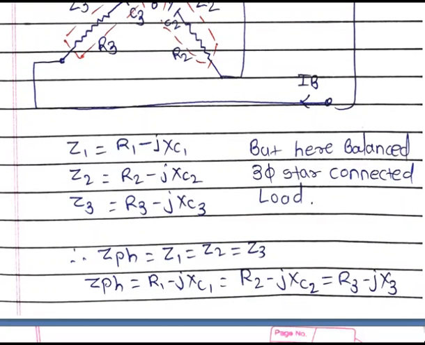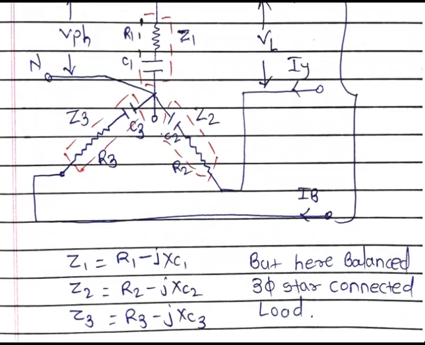Here impedance Z1 is equal to R1 minus JXC1, Z2 is equal to R2 minus JXC2, and Z3 is equal to R3 minus JXC3.